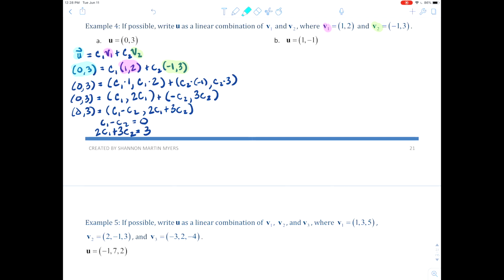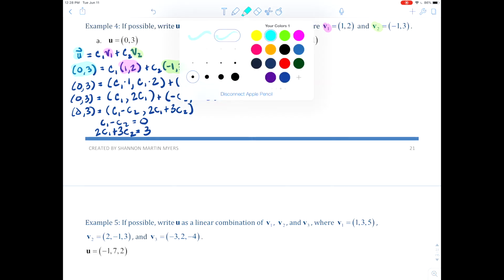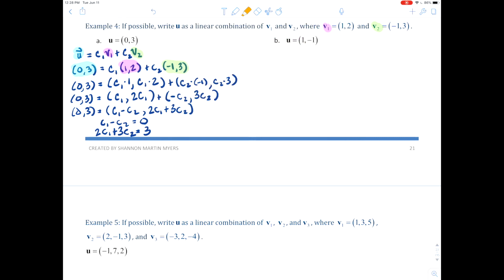So now, just showing you what happened here: I'm equating c1 minus c2 to 0, and I'm equating 2c1 plus 3c2 to 3. Cool? All right, so what do I have? Oh my goodness, I have a system of equations, right? So now here, how do you want to solve this?